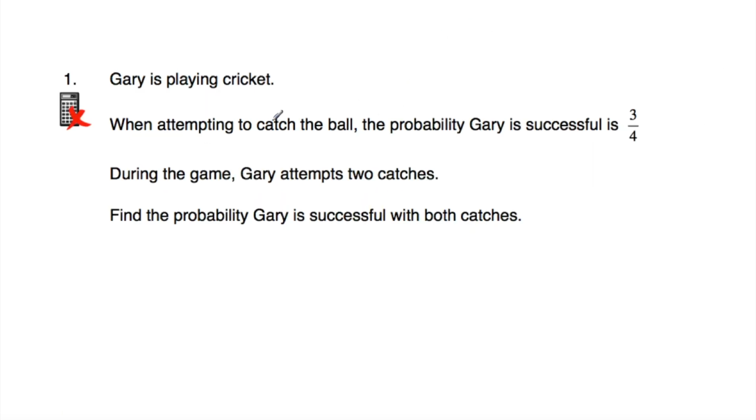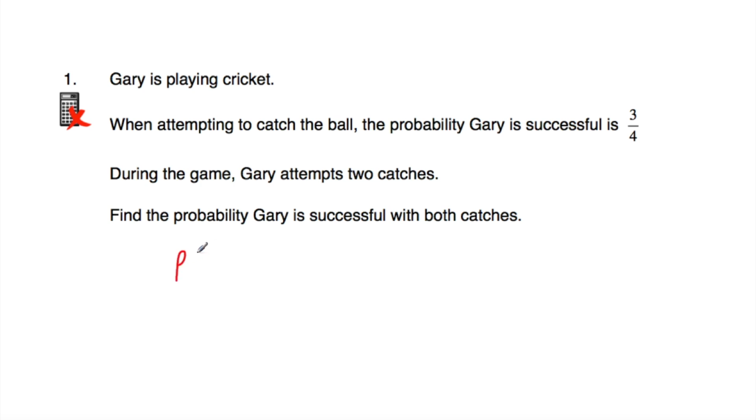Okay, question number one. Question number one says, Gary is playing cricket, and when attempting to catch the ball, the probability that Gary is successful is 3/4. So the probability of him catching the ball is 3/4. And during the game, Gary attempts 2 catches. The question says, find the probability that Gary is successful with both catches.